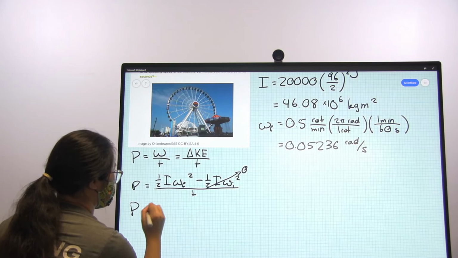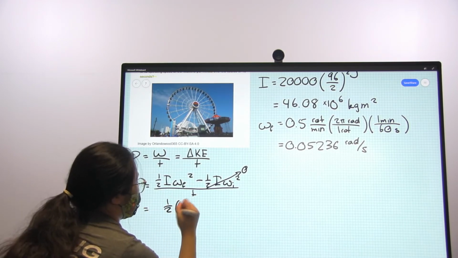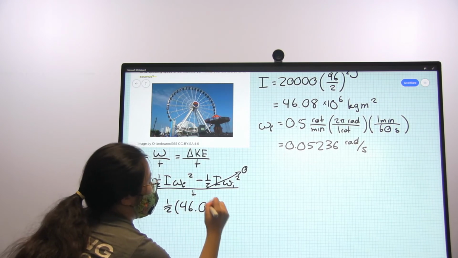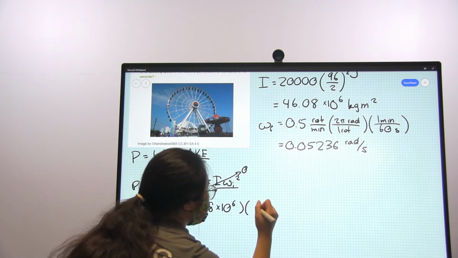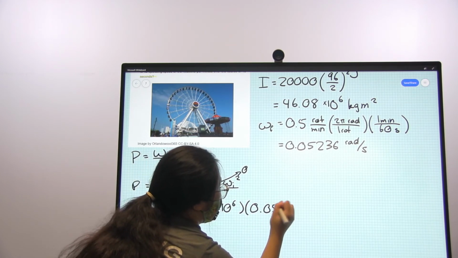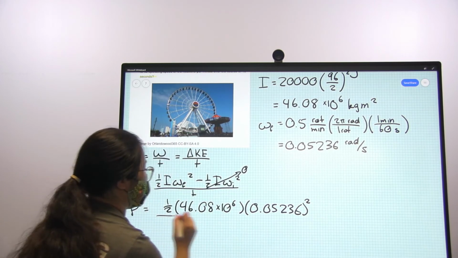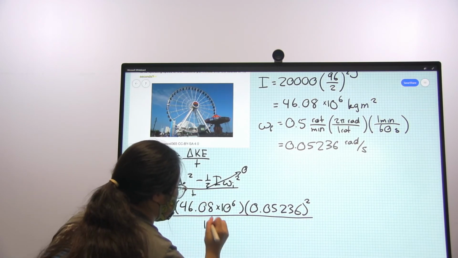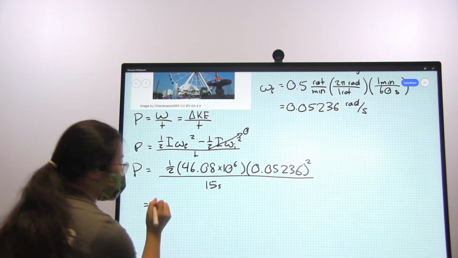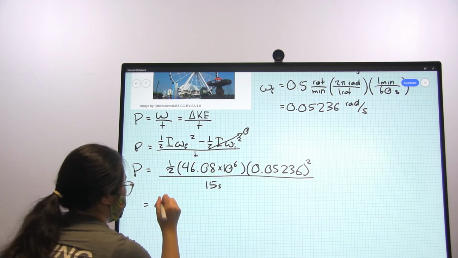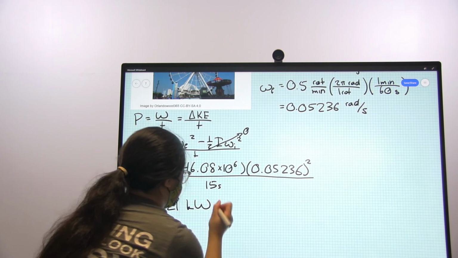Then we plug both of those back into this equation. So power is equal to 1/2 times 46.08 times 10 to the 6th times 0.05236 squared, divided by 15 seconds, which is given in the initial problem. And we find that the total power required is 4.21 kilowatts. And that's your final answer.